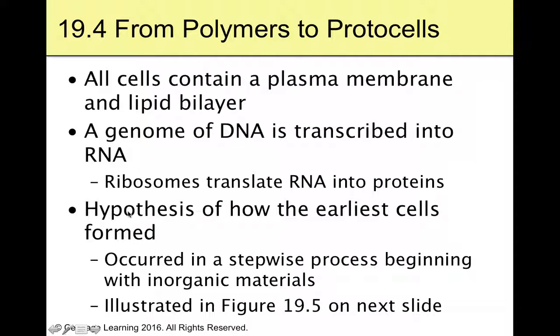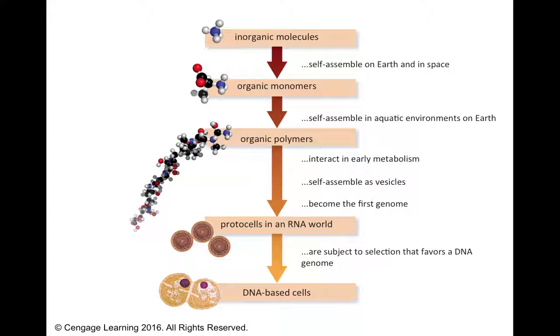And so our hypothesis, we've got to figure out how these earliest cells might have formed. The idea is that it probably occurred in a stepwise process, beginning with inorganic materials because that's what we find most abundantly in our very primitive Earth. And so let's check out this. We're trying to take a step from something very, very simple to something very, very complex.